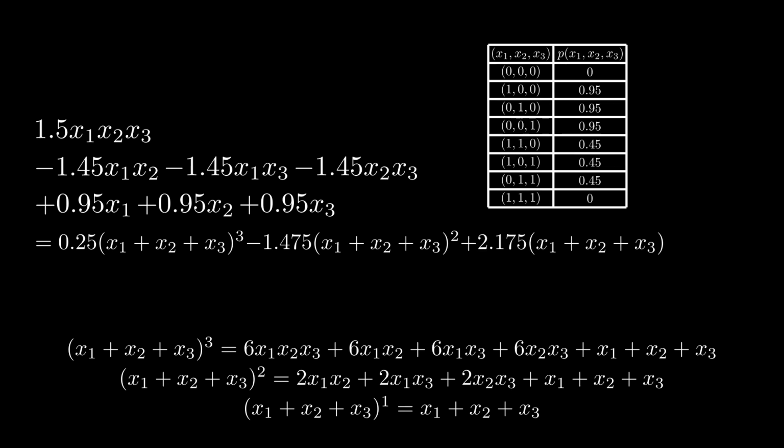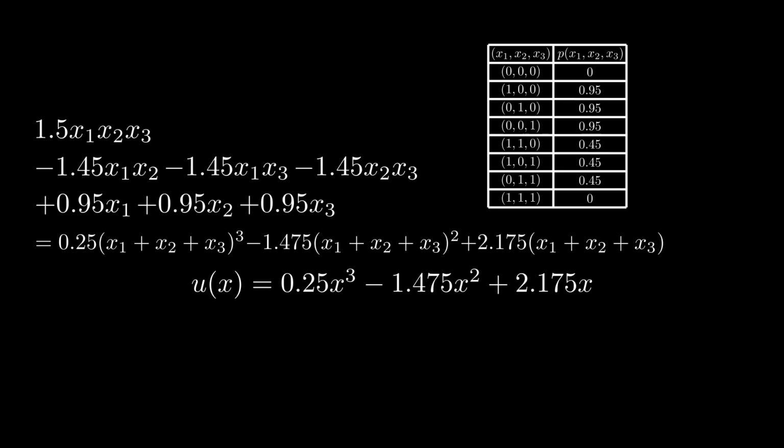This is what symmetrization is. Given a structured multivariate polynomial like we had, it's a way to come up with another multivariate polynomial with the same structure, but that is essentially univariate. Essentially univariate because it's really just the polynomial 0.25x cubed minus 1.475x squared plus 2.175x, which we'll call u, applied to the input x1 plus x2 plus x3.